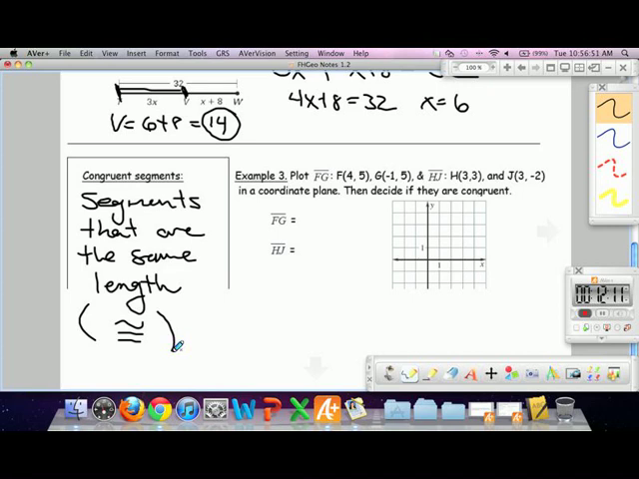Example 3. Finish example 3. Plot those points. Count the boxes to find out what the lengths are, and then decide if they're congruent or not. Okay. When you're finished with that, I'll get the homework thrown up, and we'll have probably about 10 minutes or so to get working on it.